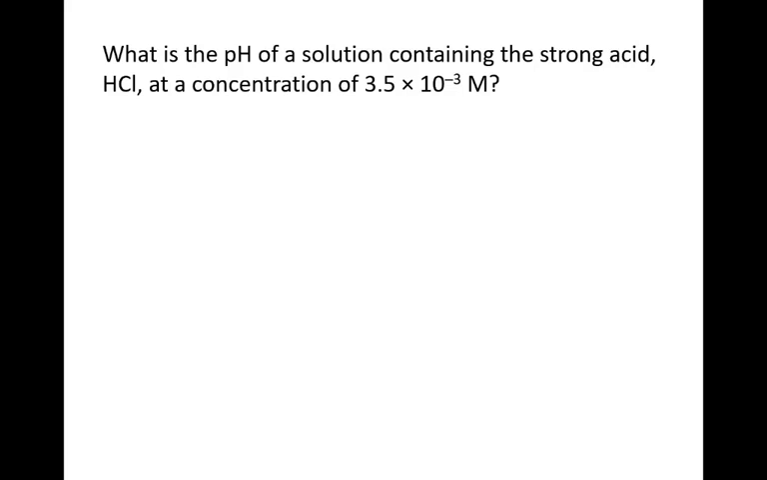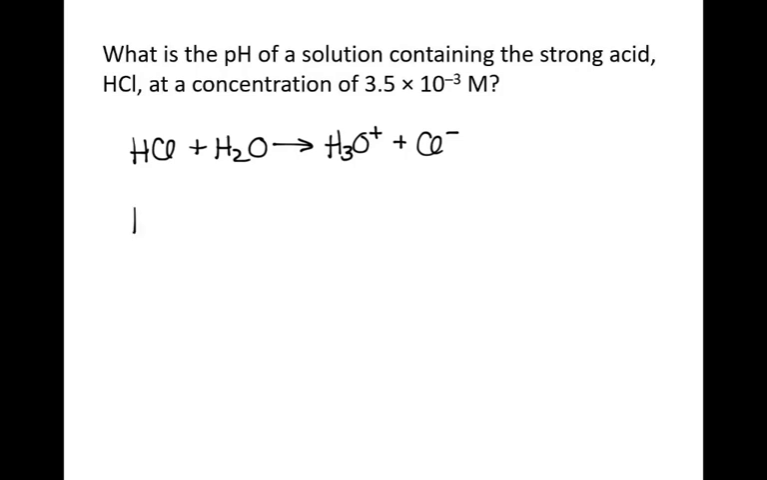What is the pH of a solution containing the strong acid HCl at a concentration of 3.5 times 10 to the minus third molar? Okay, so we said that HCl is a strong acid, so in water it will dissociate completely to the products to form H3O plus and chloride ion, the conjugate base.